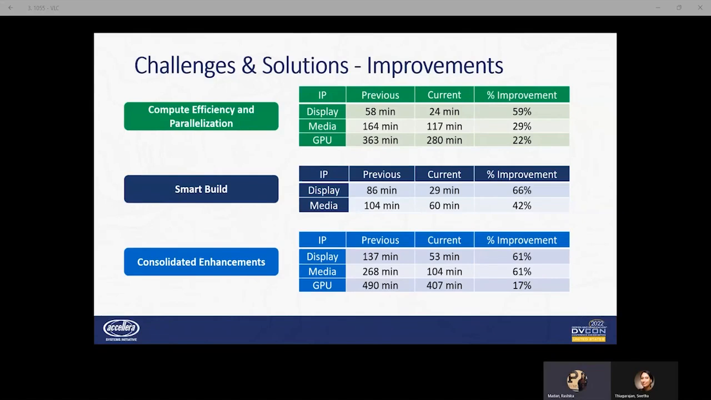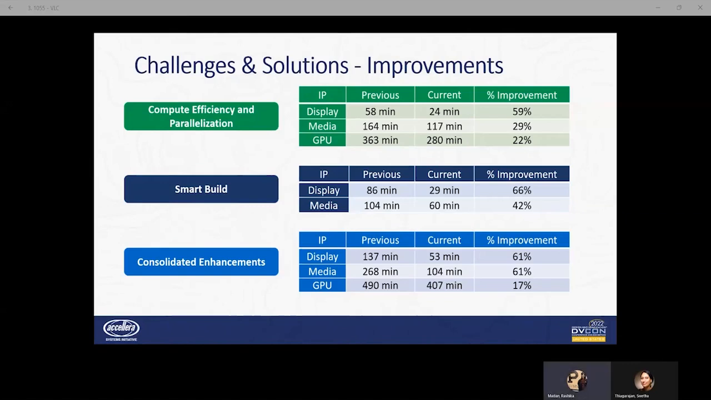The second table shows how smart build can substantially reduce turnaround times by eliminating dependencies. Again, GPU IP didn't see much improvement here because it has dependencies on a compiler-generated header file, which cannot be eliminated without substantially making test bench changes.